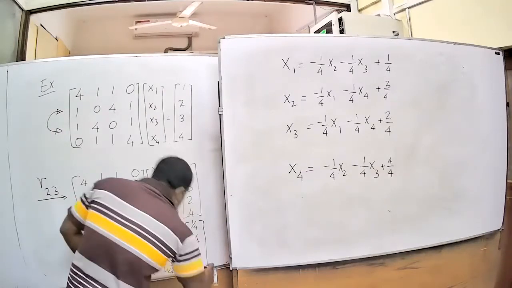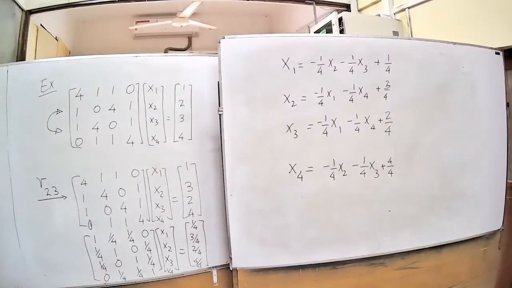So you understand what I am doing, right? So you rewrite the system as x1 for the first equation, x2 for the second equation.